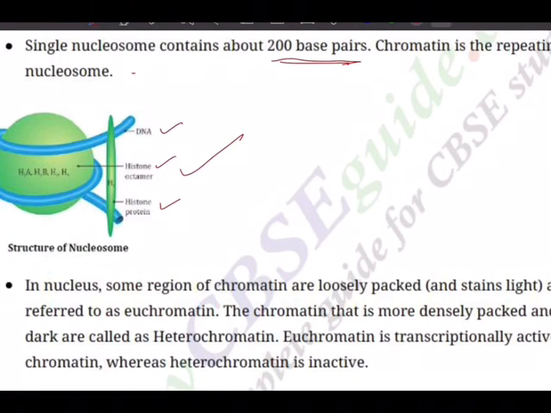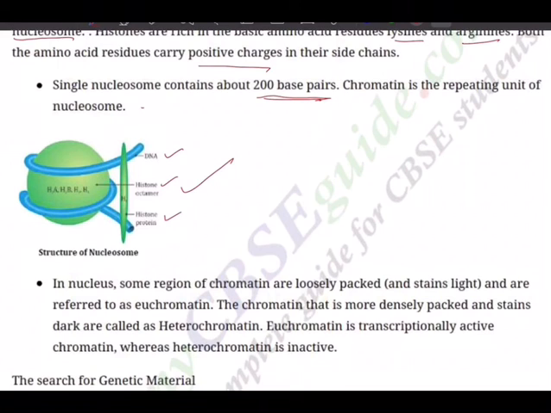So in the nucleus, some regions of chromatin are loosely packed and stain light, and are referred to as euchromatin. The chromatin that is more densely packed and stains dark is called heterochromatin. So euchromatin is transcriptionally active chromatin, whereas heterochromatin is inactive.